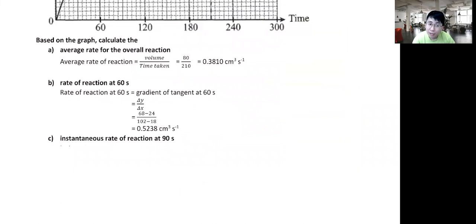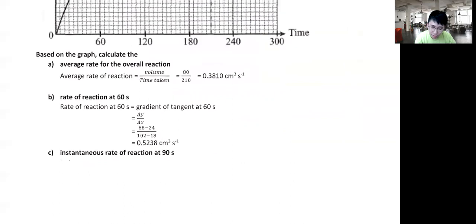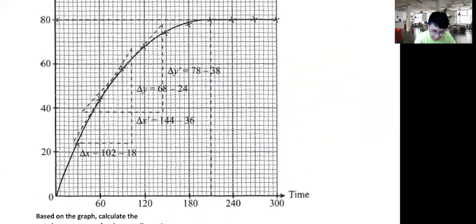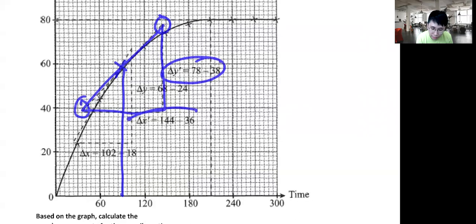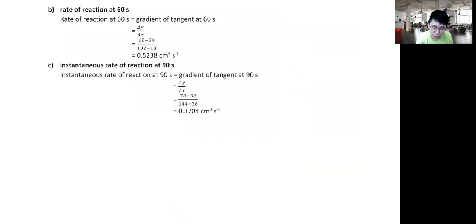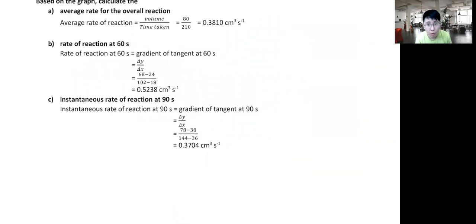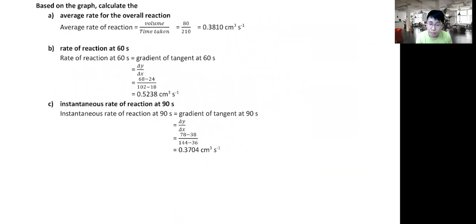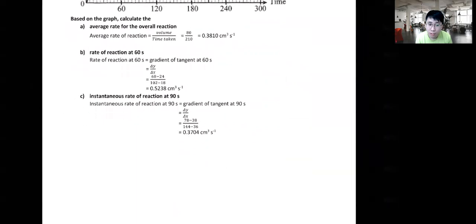Lastly, instantaneous rate of reaction at 90 seconds. Again, instantaneous, go to 90 seconds. Plot the tangent line, draw your triangle, get your x1, y1, x2, y2. Then find the difference in y and the difference in x. So do the same formula, y2 minus y1 over x2 minus x1. So you should get all these values.